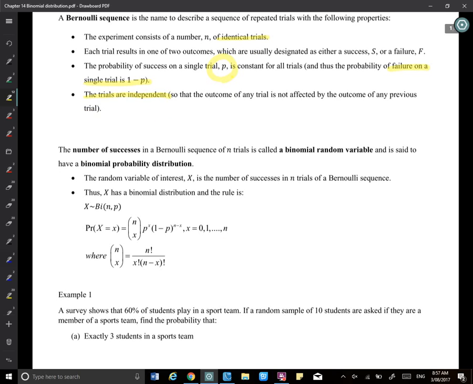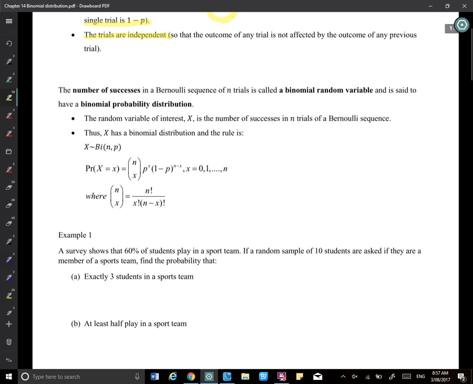So that's a description of a Bernoulli trial. You play something a lot of times. Each time they are independent of each other. They all have a success or failure rate, and the rates are the same for each experiment. So the same conditions for each experiment. That's Bernoulli trials.